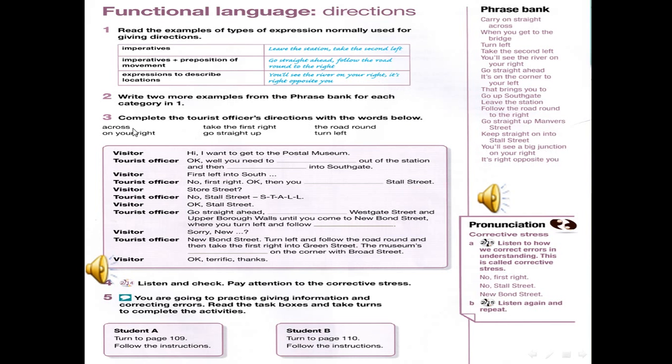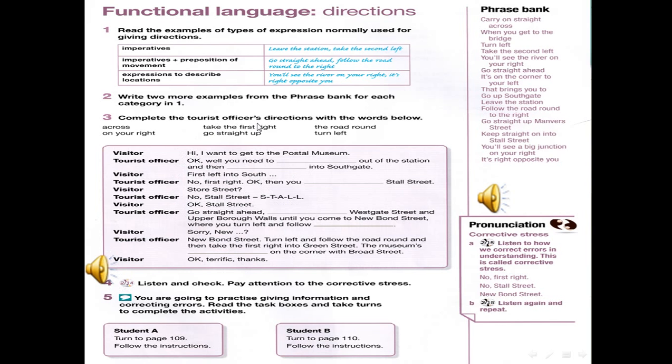3. Complete the tourist officer's directions with the words below. Use these words to complete. First, how to do this exercise. Switch off the video. Don't listen to the CD. Just take these words and phrases and complete the dialogue. And then you switch on the video and listen to the CD and compare. Now, switch off the video. Okay, and now we listen to the CD for the dialogue using these words.